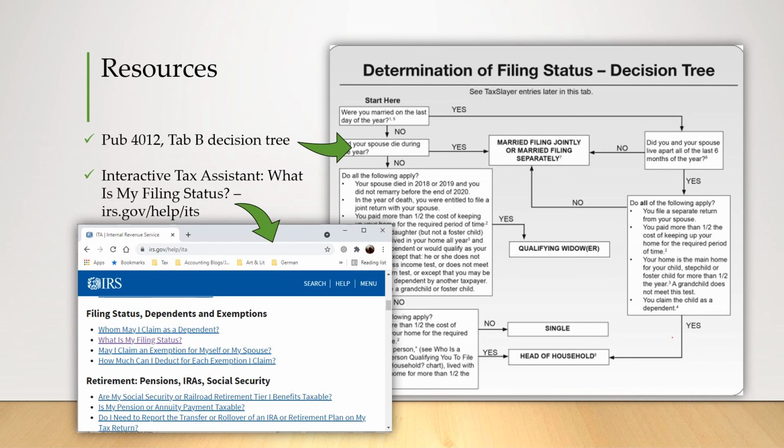Before we head out, I wanted to point out some of the resources that we have to help us determine filing status. In Publication 4012, Tab B, there's a decision tree. So if you ever get stuck, you can go back to the decision tree, answer the questions and follow the flow, and it will get you to a filing status. In addition, on irs.gov, there's an interactive tax assistant, "What is my filing status?" It's a series of questions, and depending on the answers, again, it will get you to a filing status. So if you ever get stuck, there is always help. Just look it up.